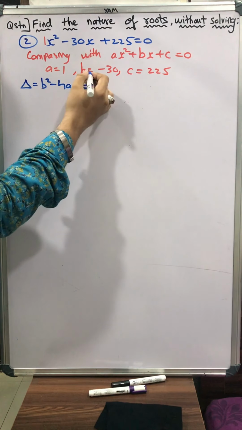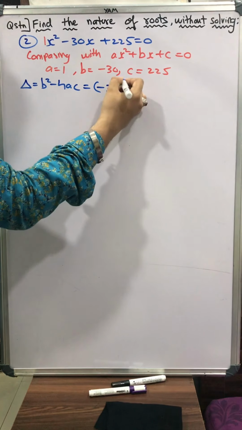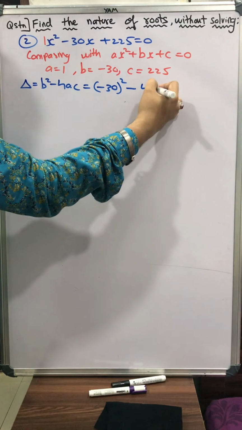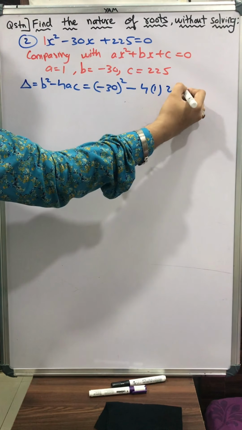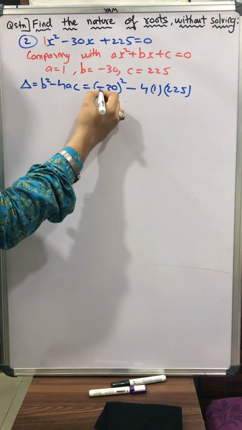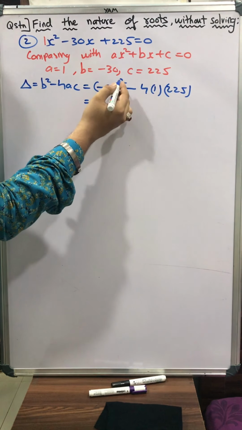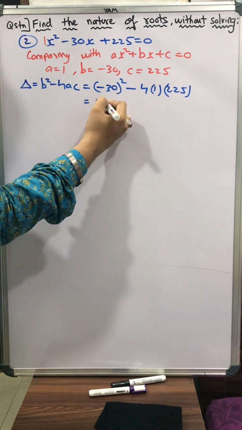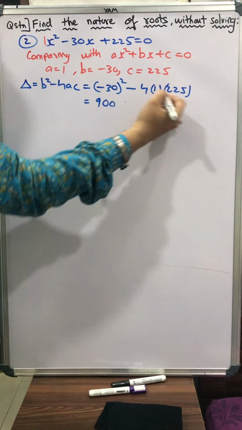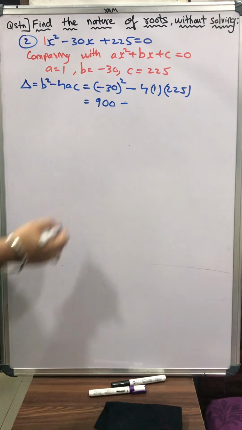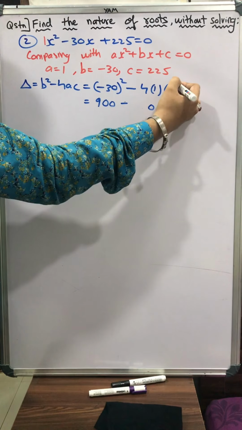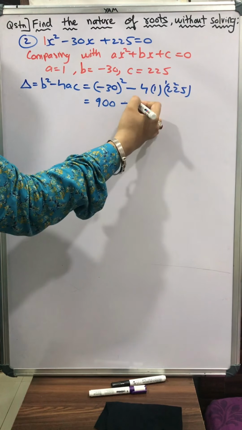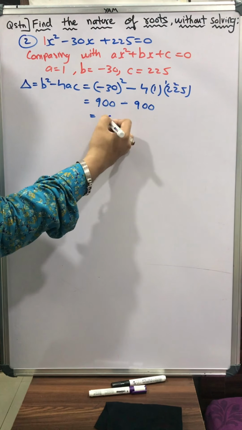Okay, b square. B is minus 30, so minus 30 whole square, minus 4, value of a is 1, value of c is 225 within the bracket. Minus 30 square, even power on a negative number, so it will become positive. 3 square is 9 and 2 zeros, this is 900. Only one minus, so I'll write only one minus over here. 4 5s are 20, carry 2. 4 2s are 8, plus 2 is 10, carry 1. 4 2s are 8 plus 1 is 9.